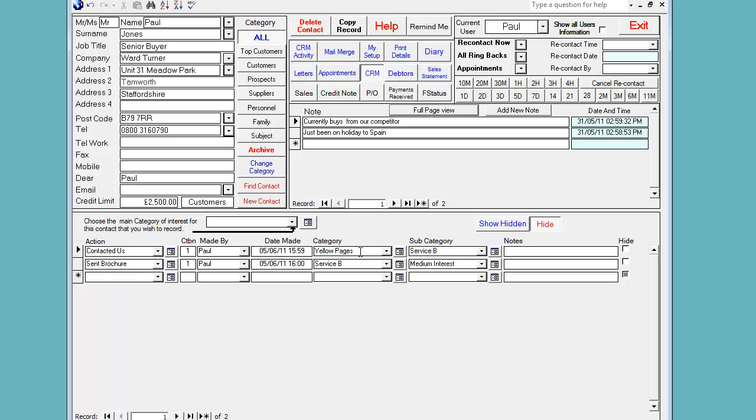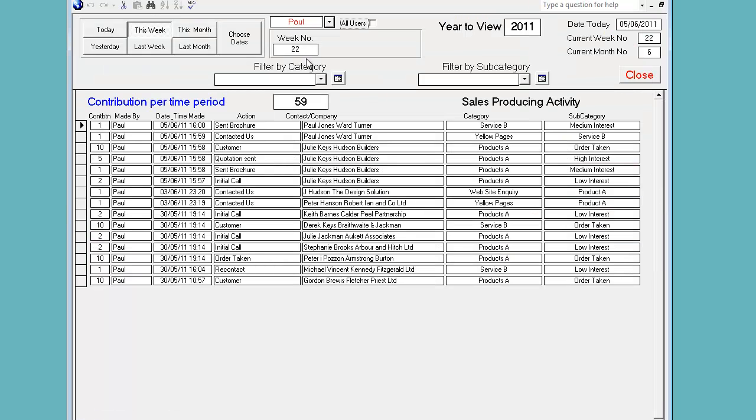So before I show you where all this information is being collated, you may have noticed that next to the action there are actually CTBN numbers, and that just stands for contribution. You'll understand what they are for on the next form. Let's open CRM activity.